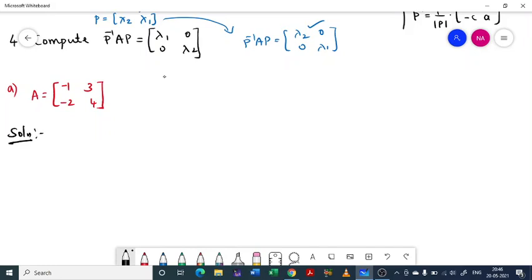I will just write the important steps. I don't write all the steps properly, just to save time.